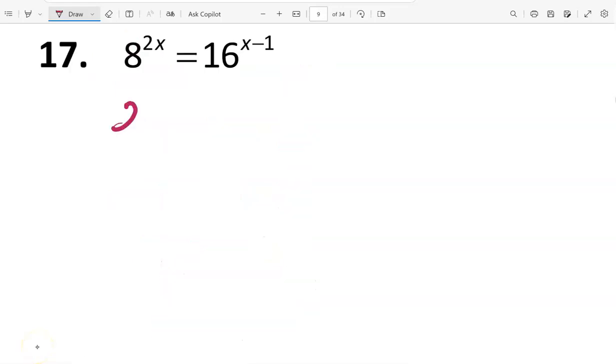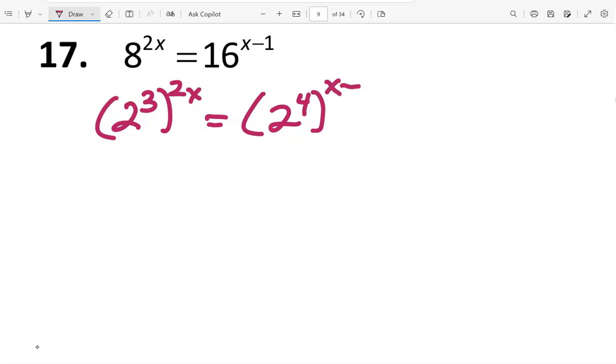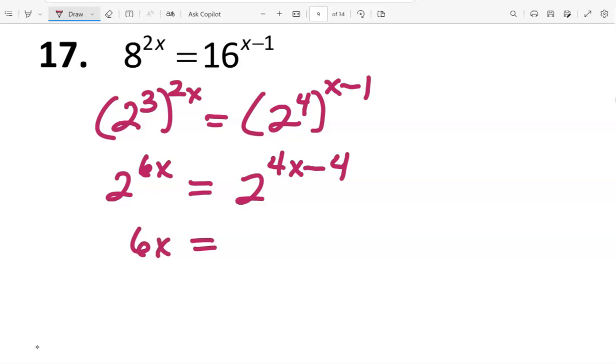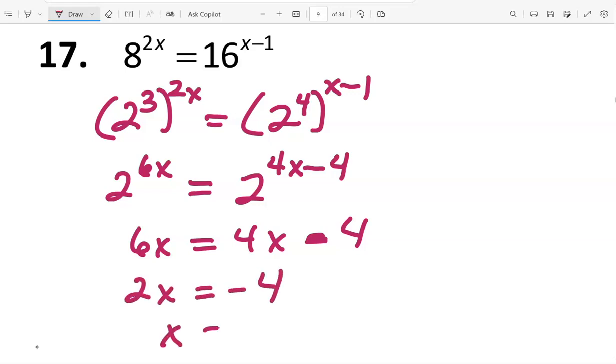In number 7, 8 can be re-expressed as 2 cubed, and 16 can be re-expressed as 2 to the 4th power. When we raise a power to a power, we multiply the exponents, so 3 times 2x is 6x, and 4 times x minus 1 is 4x minus 4. Now that both sides are powers of 2, we can equate the exponents, and then subtract 4x from both sides, and divide by 2, which gives us x is equal to negative 2.